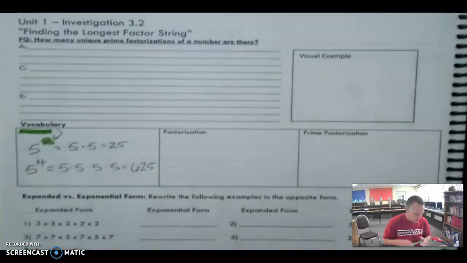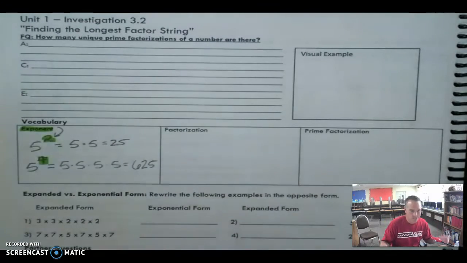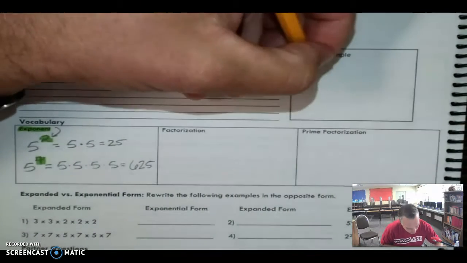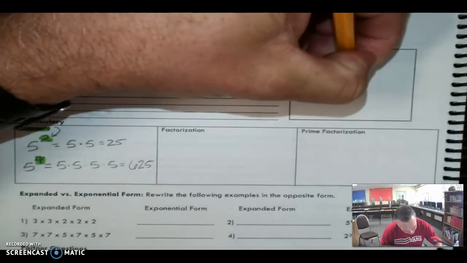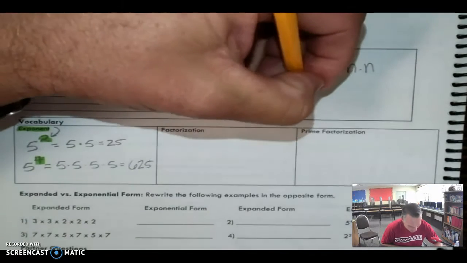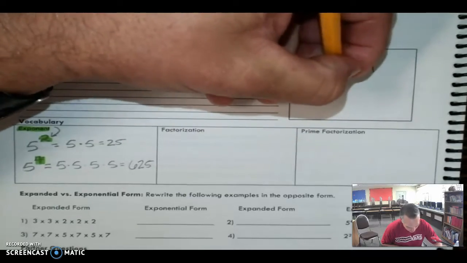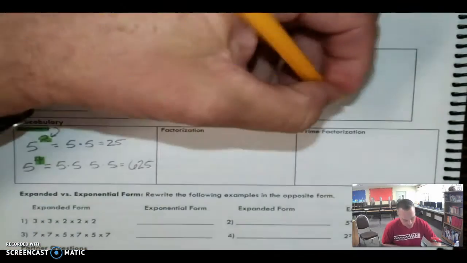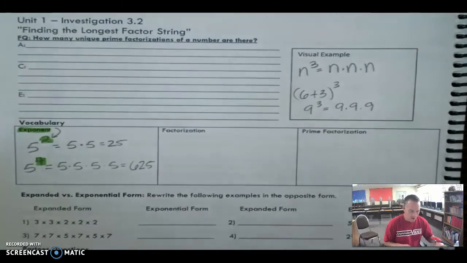So it's a small number written next to a mathematical number, or it can be written next to a letter as well. If I was going to write it here, it could be written like this, n to the third. That just means n times n times n. It could also be written with parentheses, like 6 plus 3 to the third power. So you do 6 plus 3 is 9, to the third power, which would be 9 times 9 times 9. So these are all the exponents. Exponents are those small numbers.